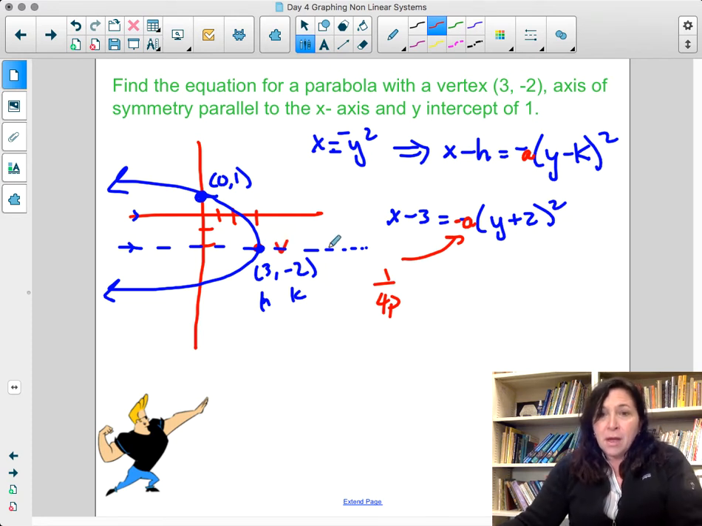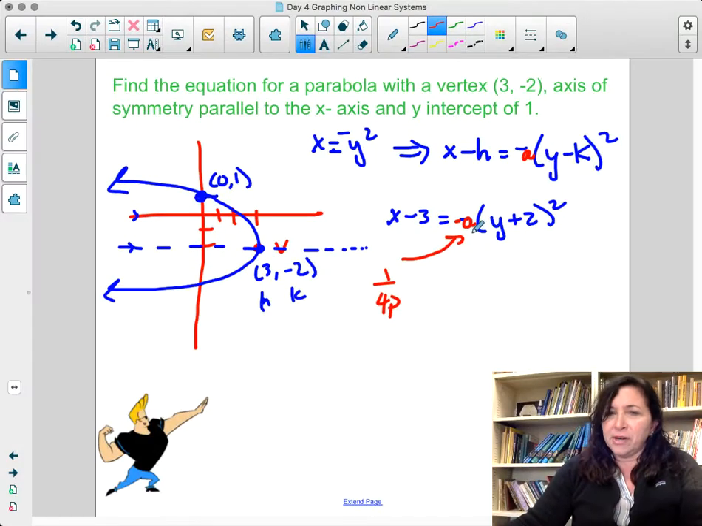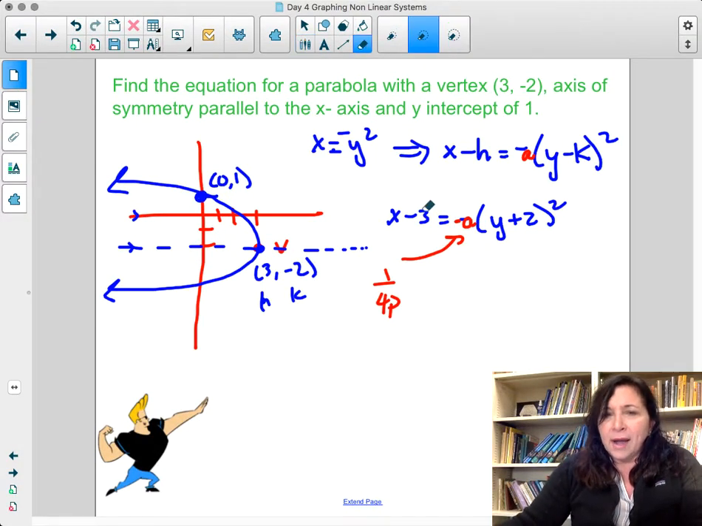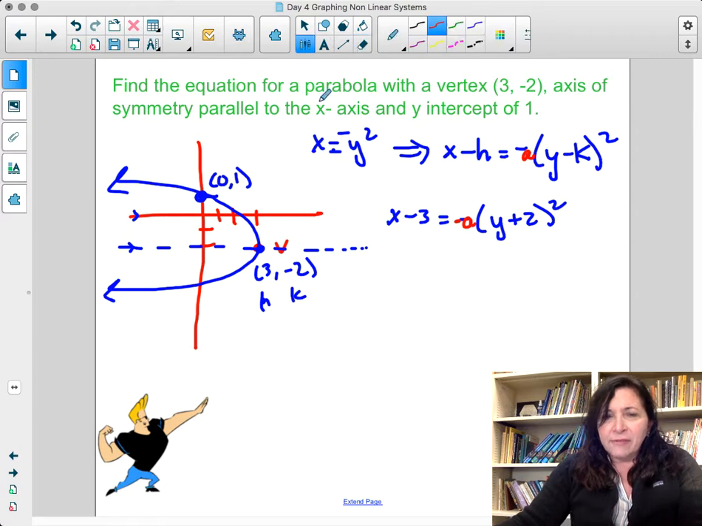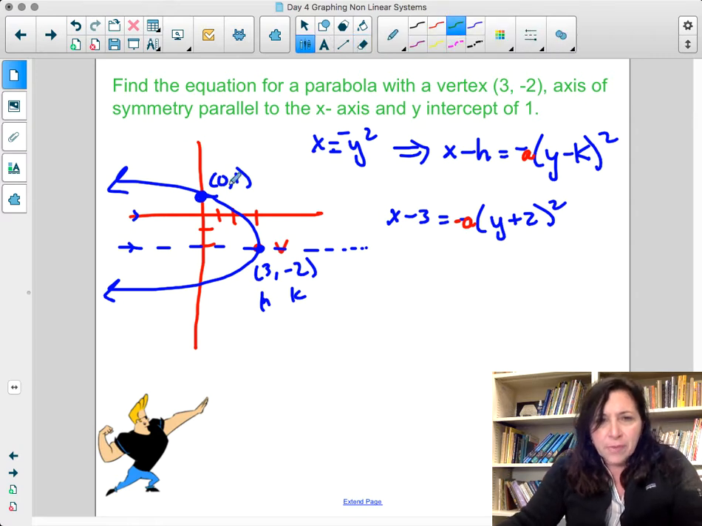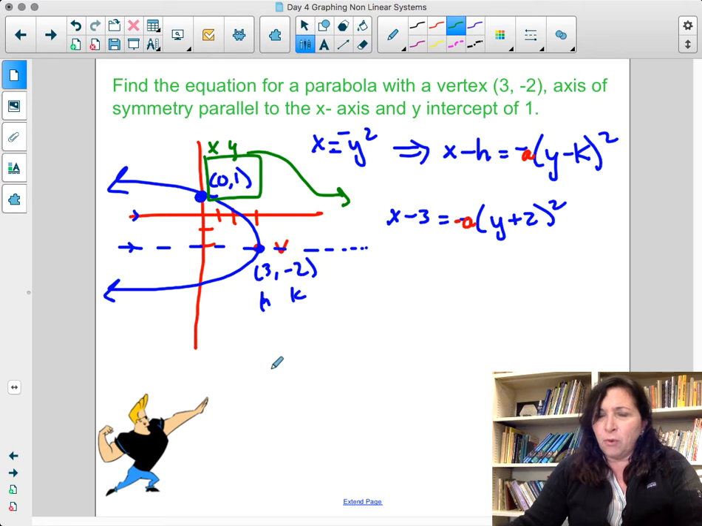But realistically, I don't know that because all I have is a point. So I don't know what the p-value is. It would be super nice to be able to figure that out. So what I need to do before I figure out this a is ask myself, why did they give me this point right here other than to show what direction it was going? So that's a point that's on my graph, which means that I can plug that into my equation.